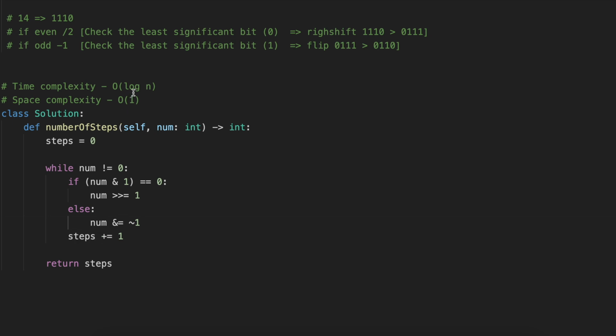0. The time complexity is O(log n), because at each step we divide our number by 2, and the space complexity is O(1) because we are not using any extra space.